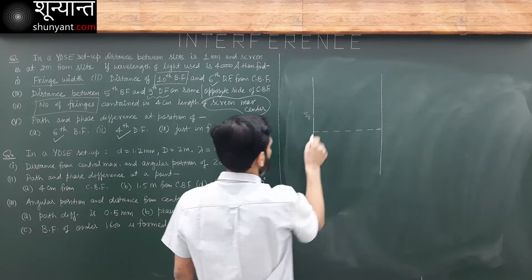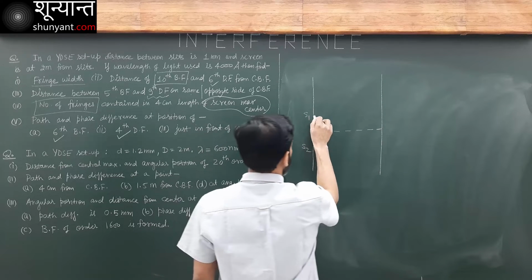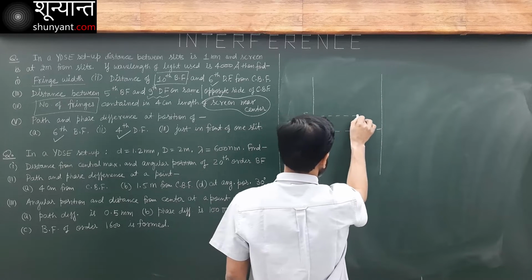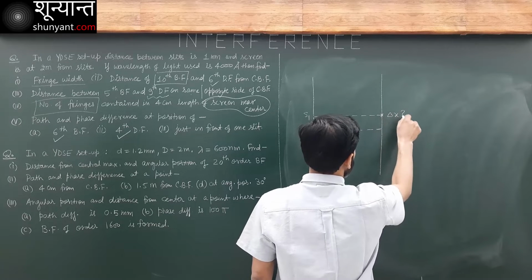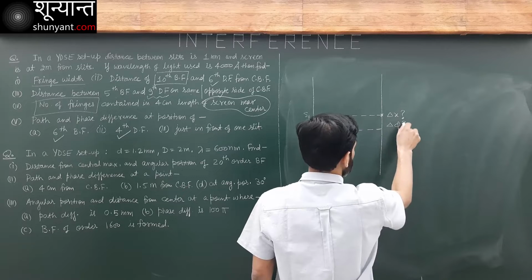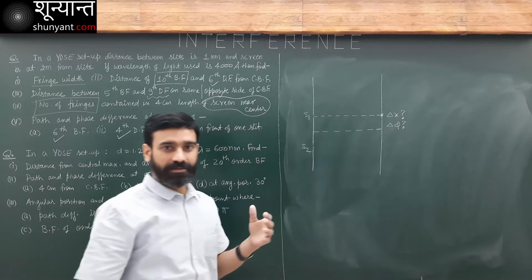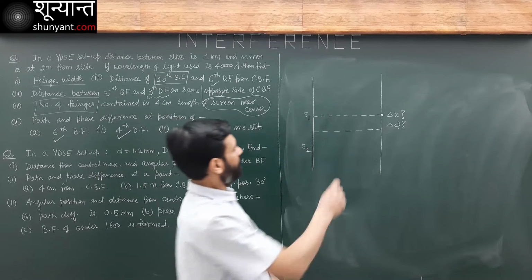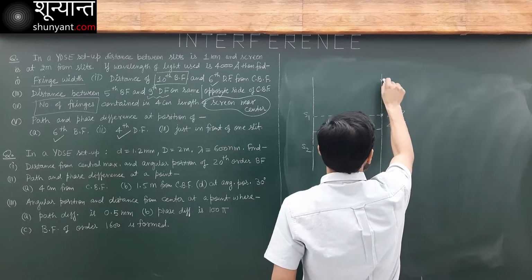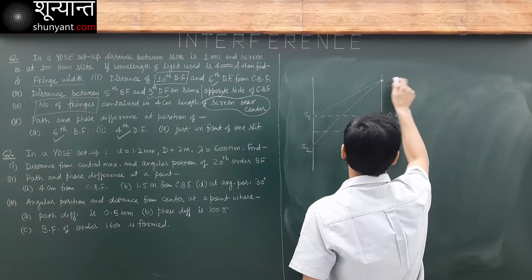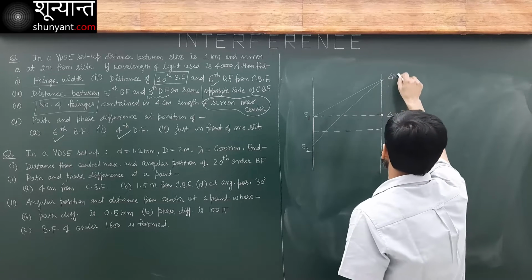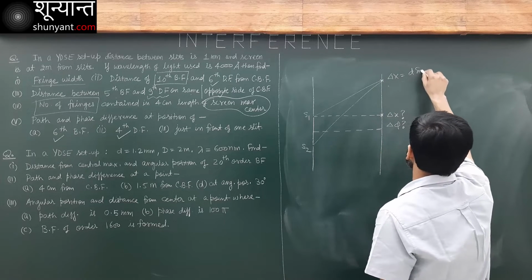This is one slit S1, this is other slit S2. I want to find the path difference and phase difference just here, at this point. What will be delta x and what will be the phase difference? If I can find delta x, I can find the phase difference. Now, at any general point here, what is the path difference? It is d sine theta.